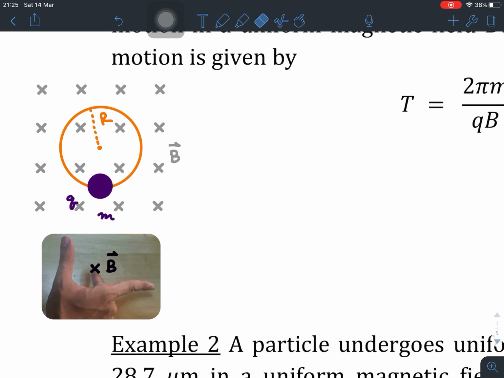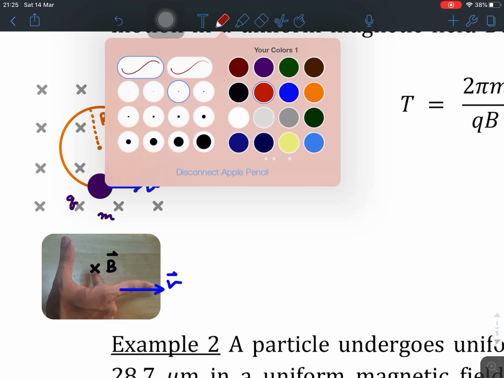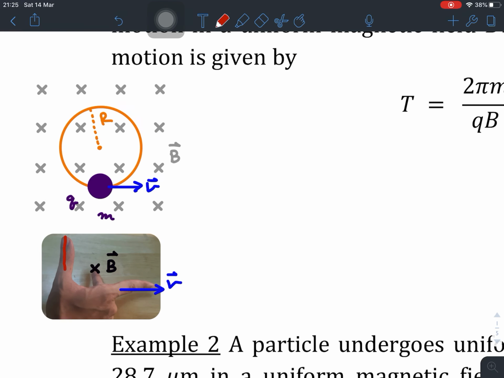Suppose that we have a charge, and the charge is moving with velocity v, like this, under a uniform magnetic field B. Using the right hand rule, I represent the velocity by my index finger, and the magnetic field by the middle finger. So my thumb will be the force. The direction of the force in this picture will be going up.